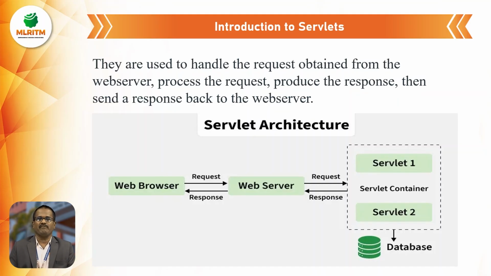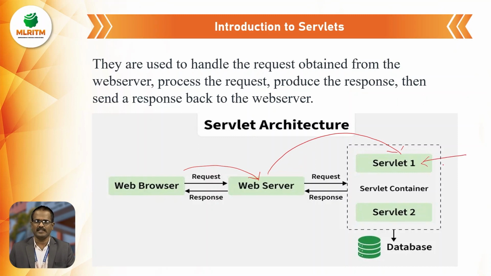Now, what can a web server do? After receiving the request from the web browser, the web server can invoke the corresponding servlet to generate the HTTP response. To handle the request obtained from the web server, the servlet processes the request, produces the response, then sends the response back to the web server. Whenever the web browser requests a particular URL, the web server immediately invokes the corresponding servlet. Then this servlet is executed.